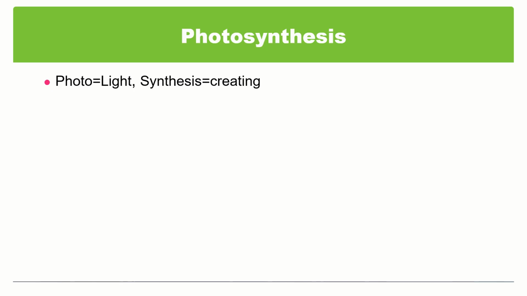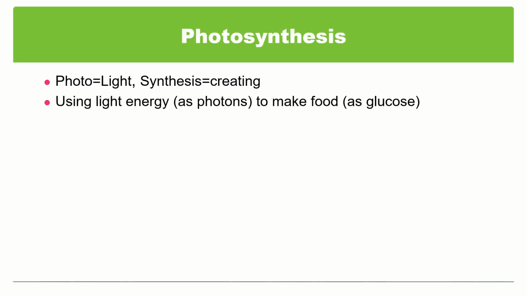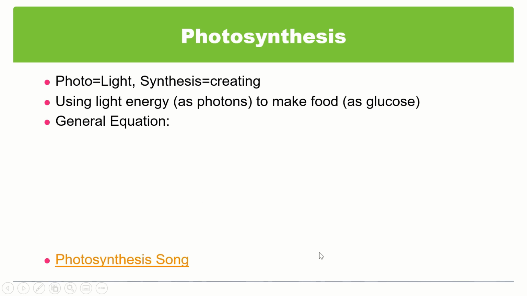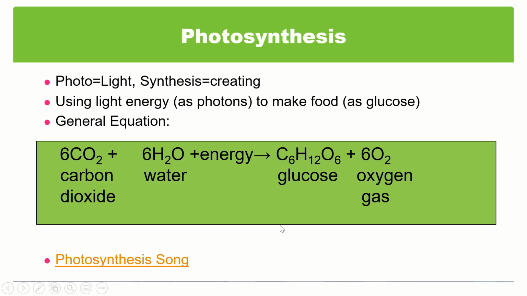So photo means light, and synthesis means creating. So this is a process that uses light energy in the form of photons to make food in the form of glucose. So the general equation of photosynthesis is as shown. So 6 carbon dioxide plus 6 water plus energy, in this case in the form of light, will produce glucose and oxygen gas.